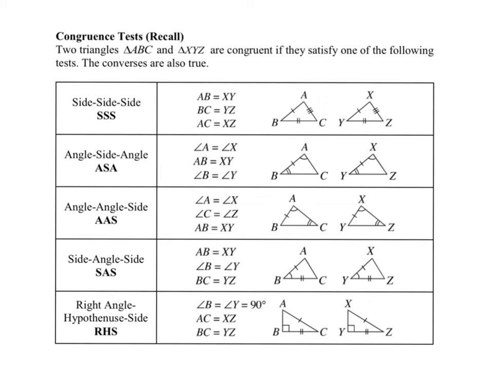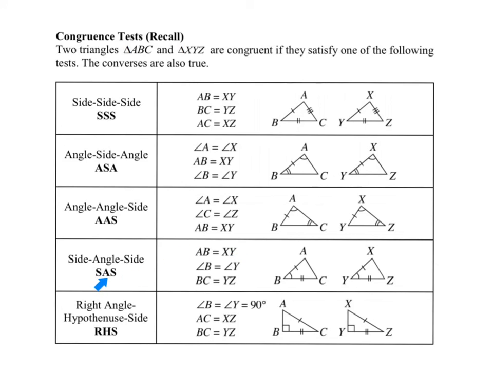For congruency tests, recall that you have studied the following tests. There are a total of 5. The first one is side, SSS. Using the SSS test for congruency, you need to show that corresponding sides are equal. Using the ASA test, you need to show that angle A equals angle X, angle B equals angle Y, and AB equals XY. So this is the ASA test. AAS, as you can see for itself.